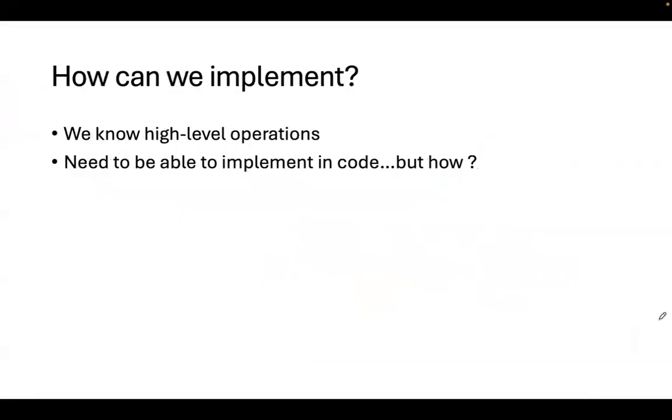Okay, so now that we kind of understand stacks and queues conceptually, we know what they're supposed to do. Stacks have push and pop, and queues have enqueue and dequeue. We want to know how we can implement these. So we know what the high level operations should be. We know what the methods are going to be. And we need to be able to implement each one of these in code somehow to actually store the data and perform these operations.